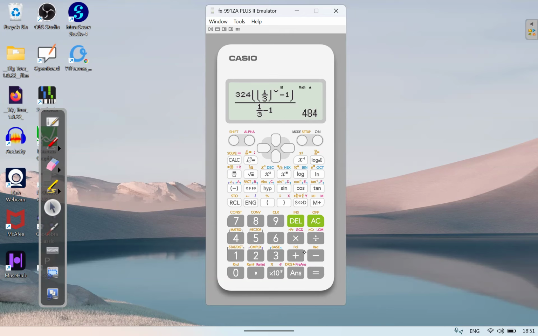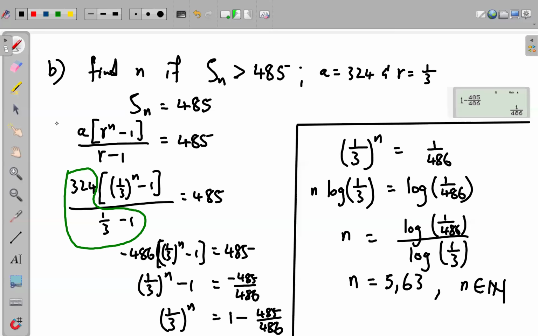So your answer, because n must be a natural number, you should say you need to add at least 6 terms. And I want you to see it as I substitute a 6 here, that surely 485.3 is bigger than 485. It might be a small margin as it appears here, but fact is, it is bigger than 485. So you're going to say 6 terms. You need at least 6 terms to get a sum that is bigger than 485.